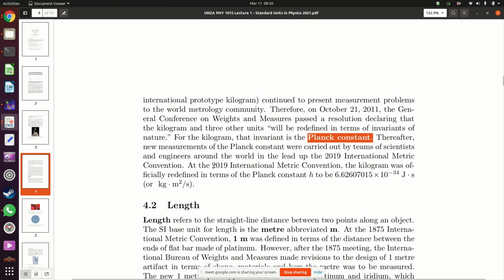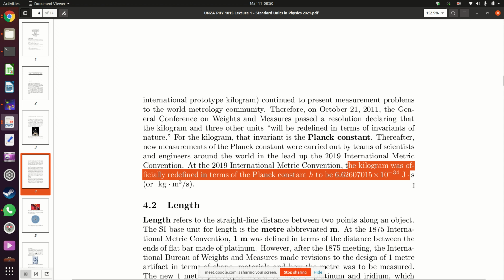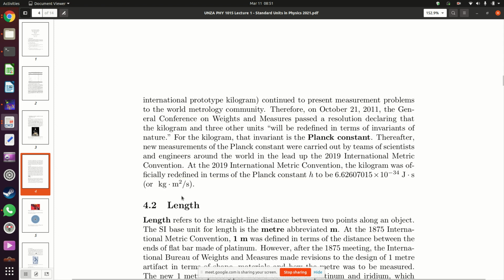At the meeting which was held in 2019, which is like 3 years ago, at the International Metric Convention, the kilogram was officially redefined in terms of Planck's constant. So the definition of what a kilogram is these days, since 3 years ago, is no longer in terms of an object, but in terms of this constant, Planck's constant. And you can see what the value of Planck's constant is: 6.62607015 times 10 to the power minus 34 joules per second, or the equivalent, which is kg meter squared per second. So that's what Planck's constant is.